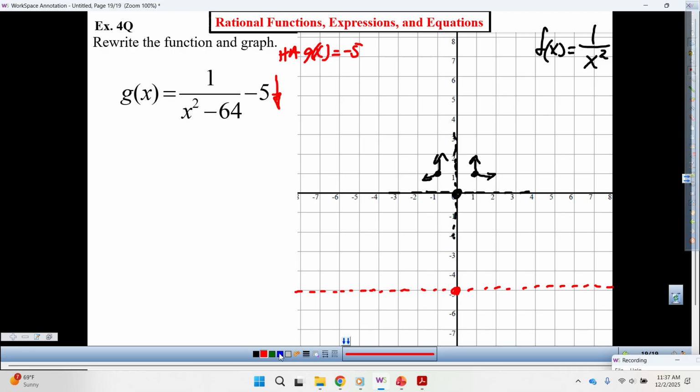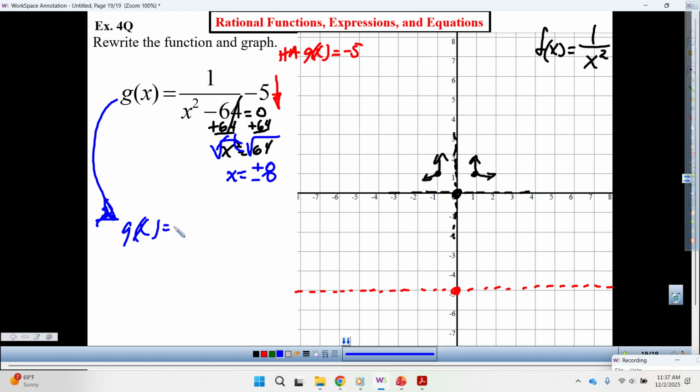Okay. Next, we need a VA. So what do we do, everyone? Set this equal to 0. Plus 64 plus 64. X squared equals 64. How do we cancel that squared? Well, take the square root. X equals plus minus what? 8. That is correct. So let me rewrite this whole thing.